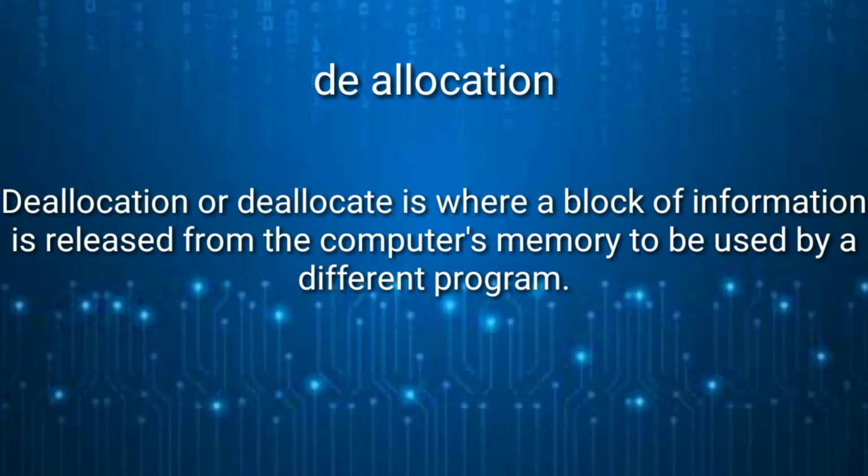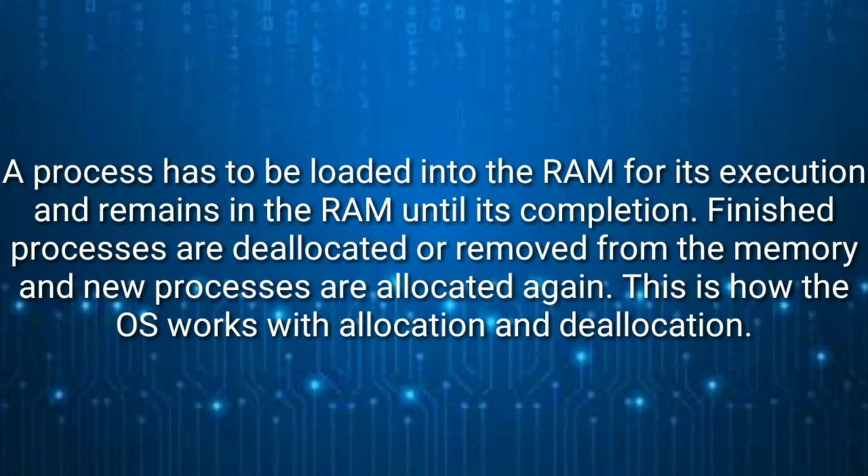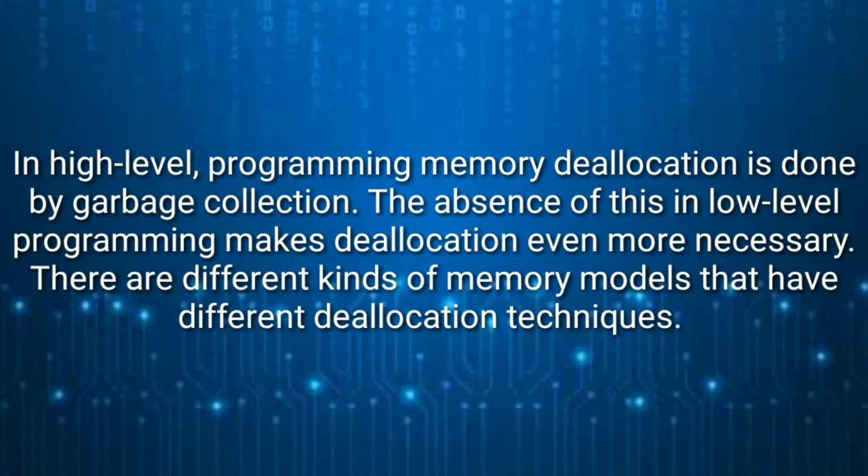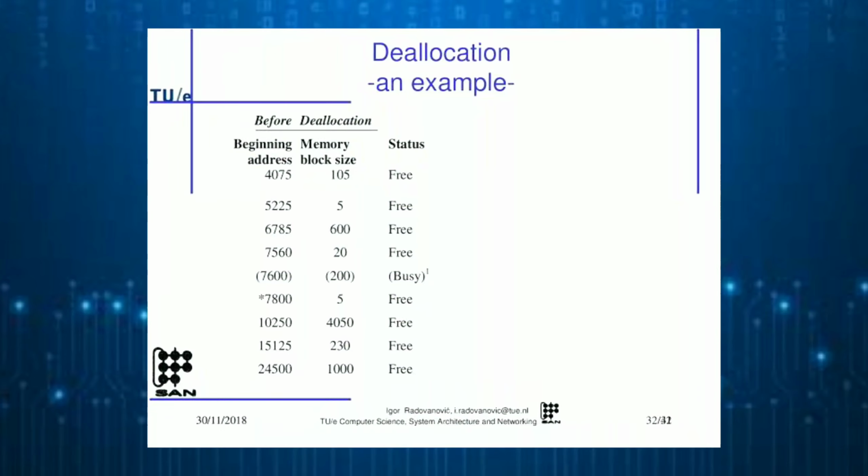Next is the deallocation. Deallocation is where a block of information is released from the computer's memory to be used by a different program. A process has to be loaded into the RAM for its execution and remains in the RAM until its completion. Finished processes are deallocated or removed from the memory and new processes are allocated again. This is how the OS works with allocation and deallocation. In high-level programming, memory deallocation is done by garbage collection. The absence of this in low-level programming makes deallocation even more necessary. There are different kinds of memory models that have different deallocation techniques. Examples of deallocation.